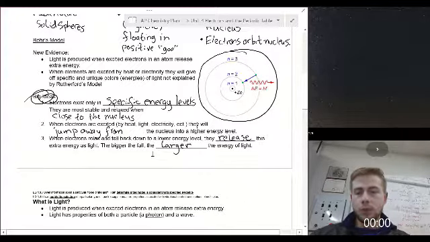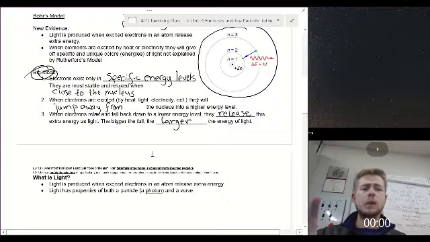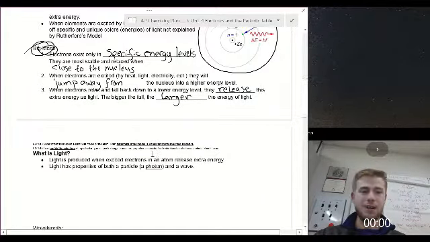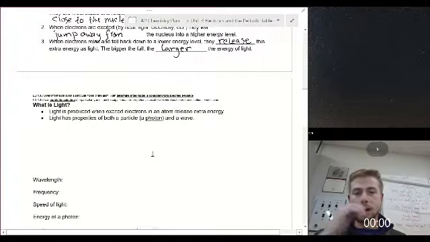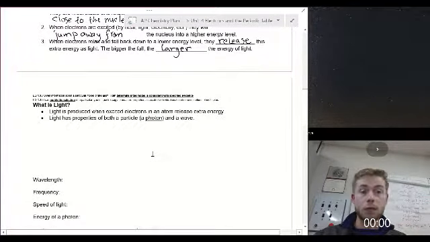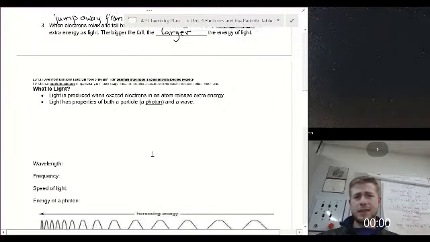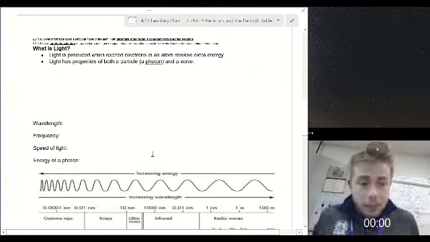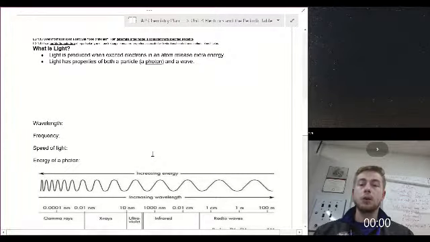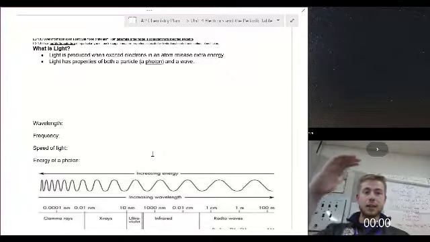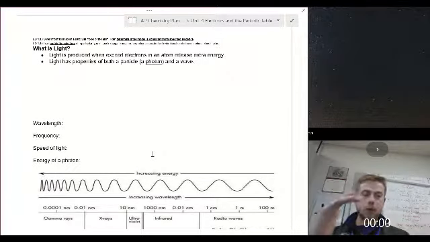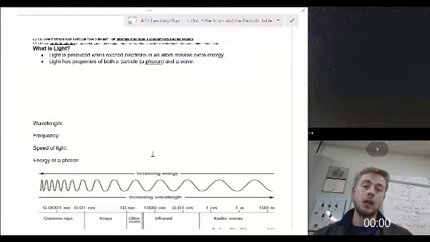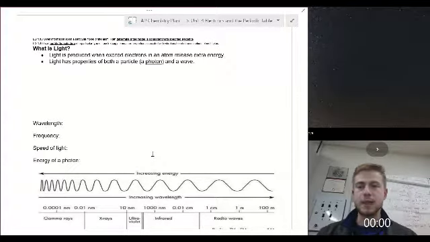Okay. So before we get more in depth about the Bohr model, we need to talk about what is light. This might be a little bit of review for some of you. However, I want to make sure we're all on the same page. So what is light? I'm going to scroll down to the next page. So light, as we said before, is produced when an excited electron falls back down closer to the nucleus and releases that extra energy. It just happens to come out as light.